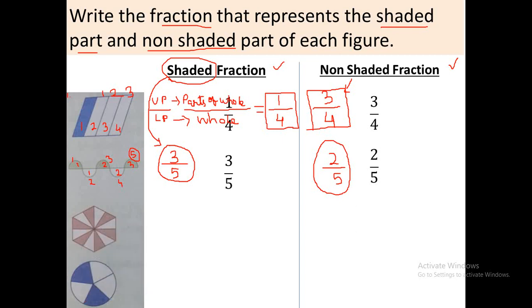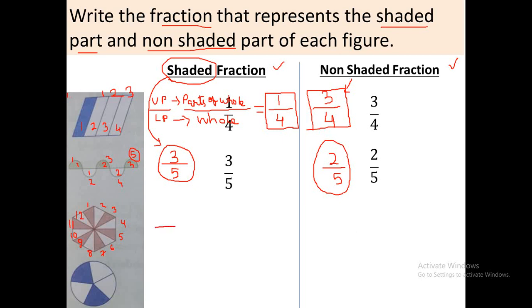I hope all of you are able to understand, right? So look at the figure. There are many equal parts. The figure has been divided into many equal parts. So let's count. 1, 2, 3, 4, 5, 6, 7, 8, 9, 10, 11, 12. That means the figure has been divided into 12 equal parts.